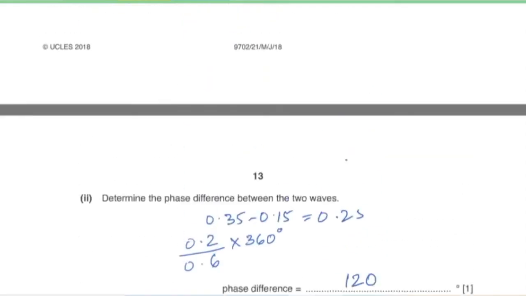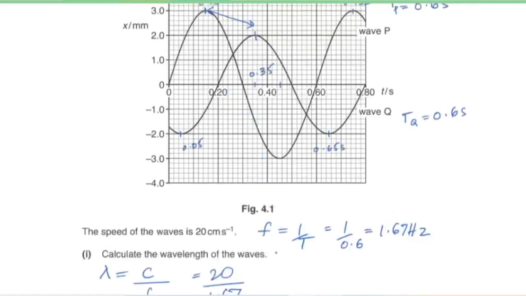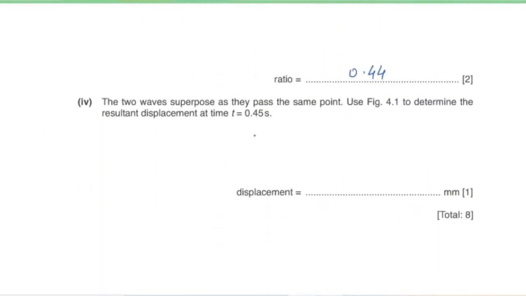Now the displacement of wave Q at t equals 0.45 seconds, which is this on the x-axis. This displacement of wave Q at t equals 0.45 seconds is 1 millimeter, and that of wave P is negative 3 millimeters. Now the sum of negative 3 and plus 1 is negative 2 millimeters. So the resultant displacement is going to be negative 2 millimeters.